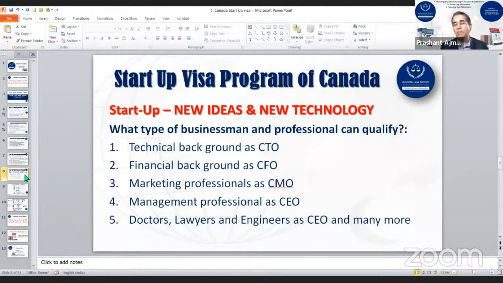But if you become a permanent resident of Canada under the startup visa program or a business immigration program, then your children will pay the local student fees, and those fees can be reduced by 80%. Let me repeat again, those fees can be reduced by almost 80%.